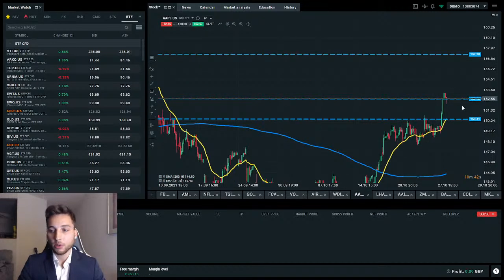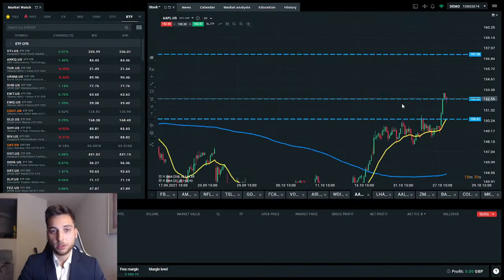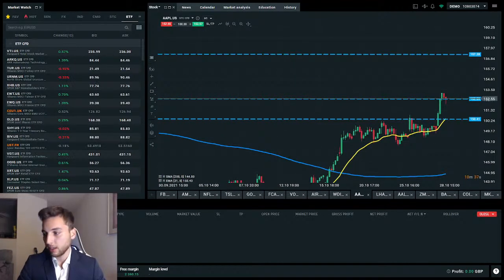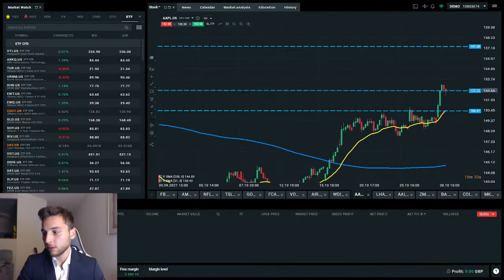Will the price move higher? Will it pull back? Will it just move sideways here? It will be determined by that and some other factors as well. So this is just a general overview on the stocks. If anybody else has any more questions, feel free to ask.